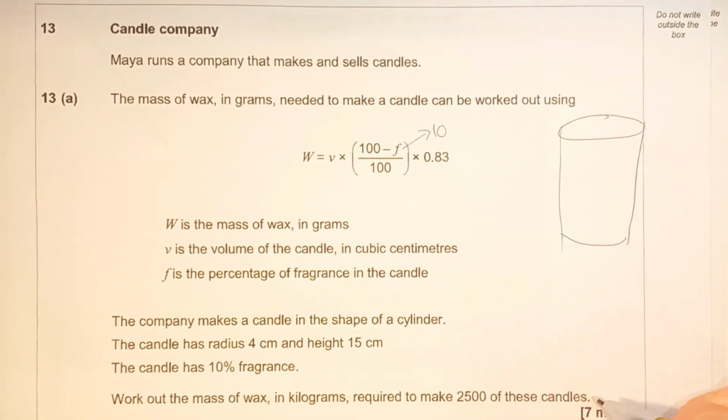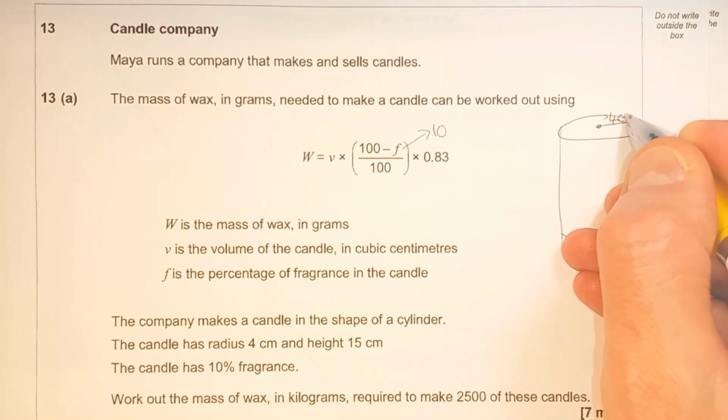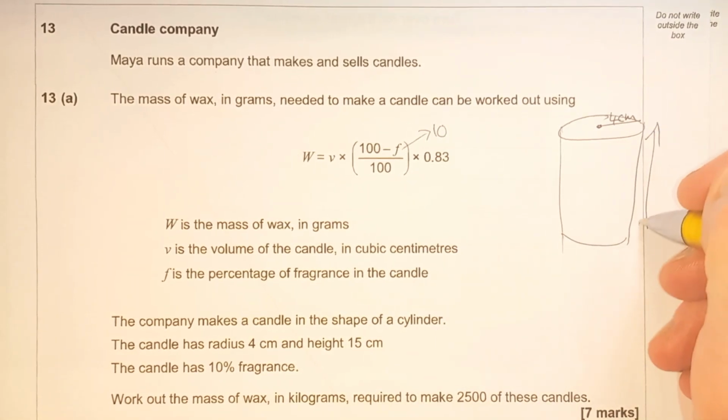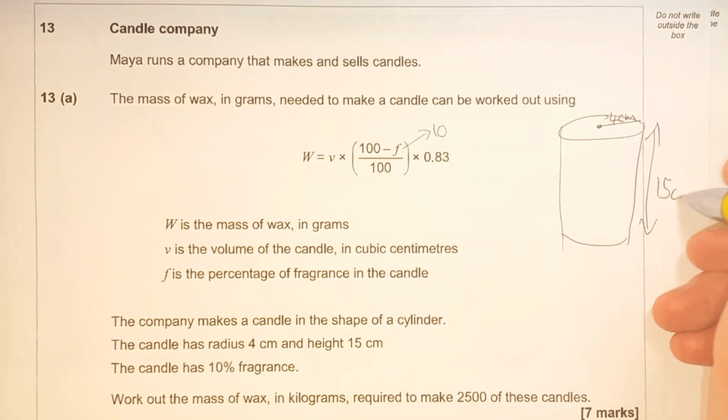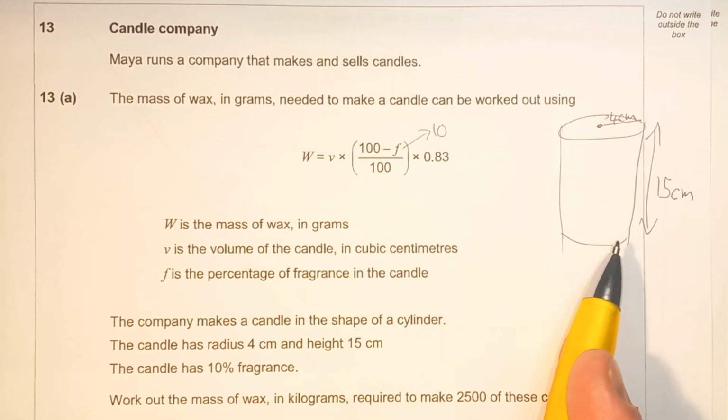So there's our cylinder. It's got a radius of 4 centimeters and a height of 15 centimeters. Now you can use a ruler to make this tidy, but this is just meant to be a sketch. This is to help you to picture things, work them out. If you find it easier to do it all nice and pretty and take your time, that's fine, as long as it's not taking you too long to do.